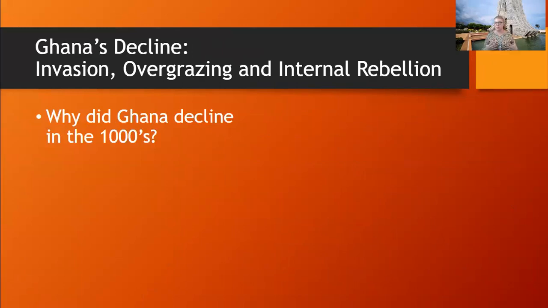You can see by the title of this section, invasion, overgrazing, and internal rebellion are the three reasons why Ghana declined. So let's go ahead and write: why did Ghana decline in the 1000s? Go ahead and write that in your questioning column.